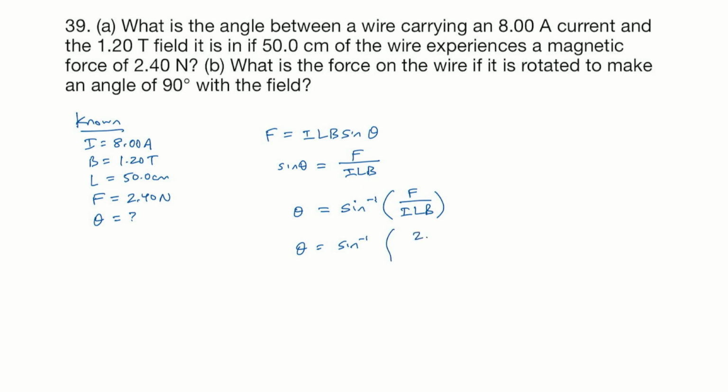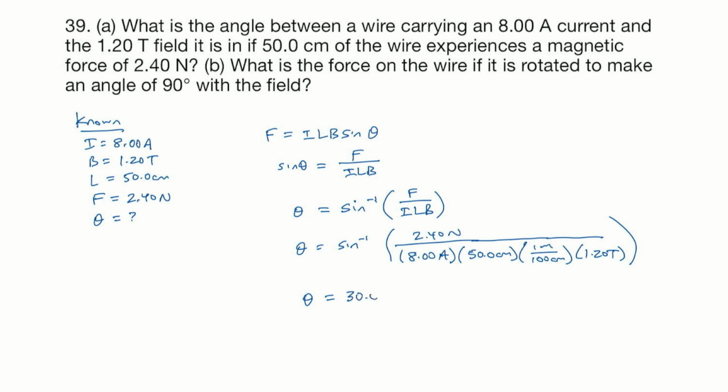Our force was 2.40 newtons. I is 8.00 amperes. The length of the wire is 50.0 centimeters. We're going to need to convert that to meters. 1 meter is 100 centimeters. There's our IL, and now B is 1.20 teslas. I did that calculation and I got 30 degrees. So that's part A.